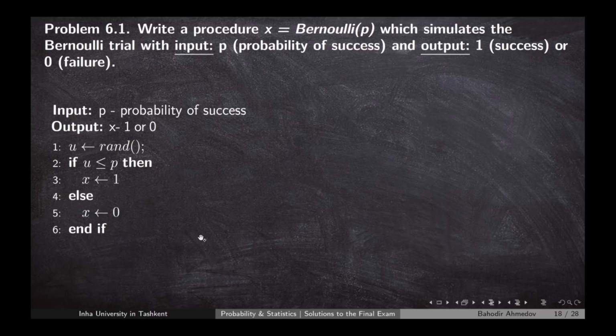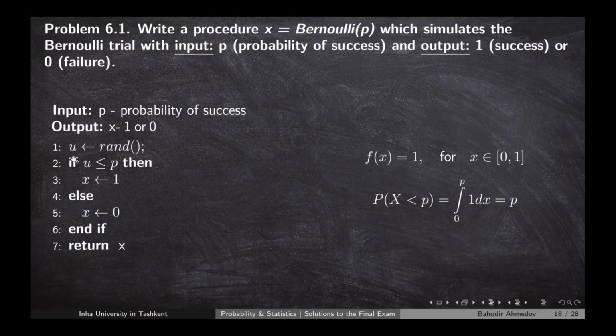The reason for this is, if the randomizer function has the density function, the probability that this random value is going to be less than p is equal to p, since the integration from 0 to 1 of the density function is going to give me p. So this reasoning is correct. If u is less than p, I'm going to return 1, because its probability is equal to p. And if this is bigger than p, I'm going to return 0.